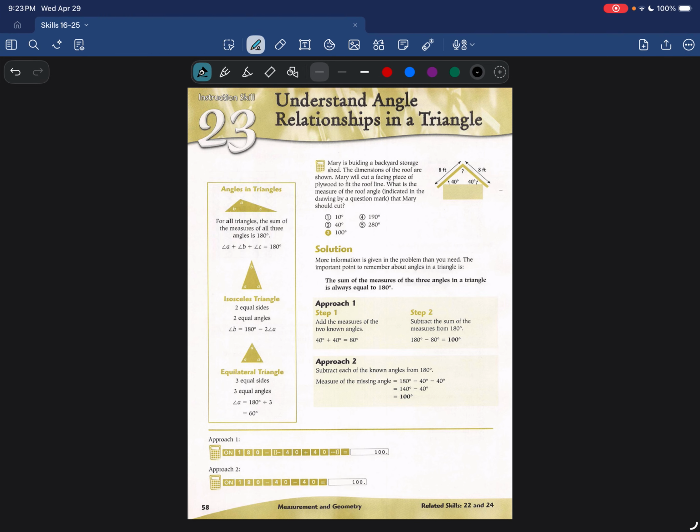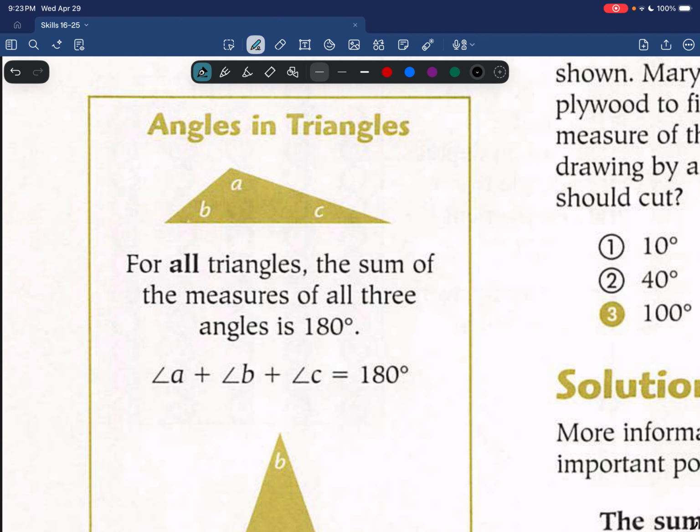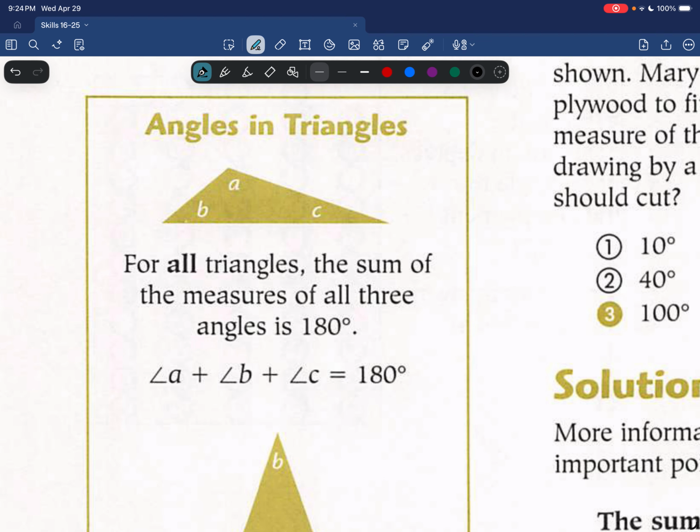Instruction skill 23 is about understanding angle relationships in a triangle. And before we tackle the problem, let's look at some rules about triangles. The study or the application of triangles is called trigonometry, and these are some of the basic rules of trigonometry. For all triangles, the sum of the measures of all three angles is 180 degrees.